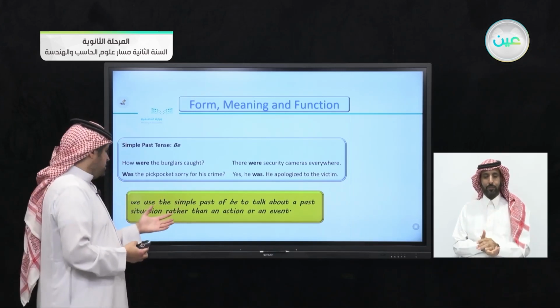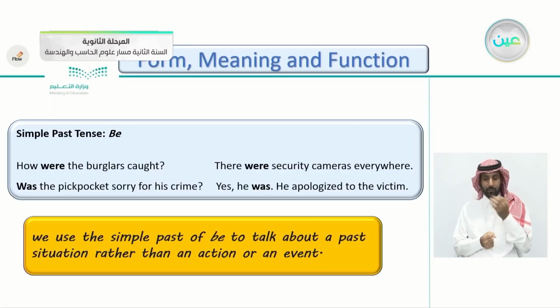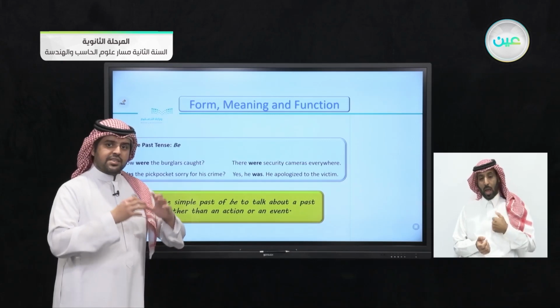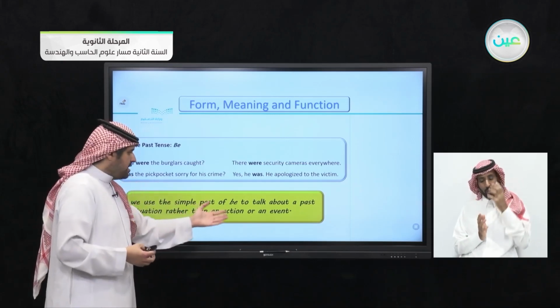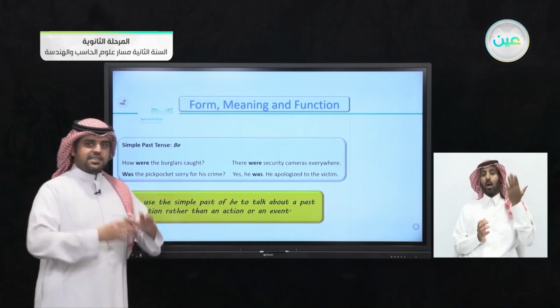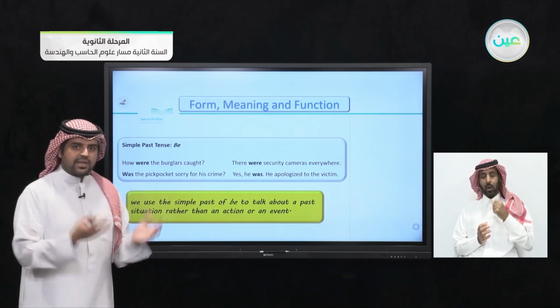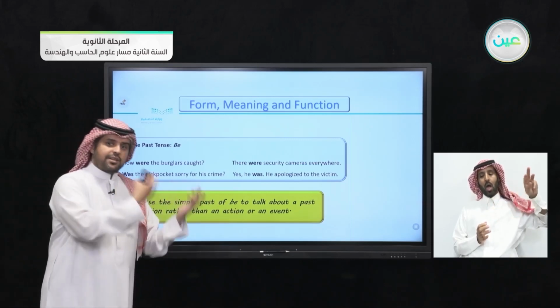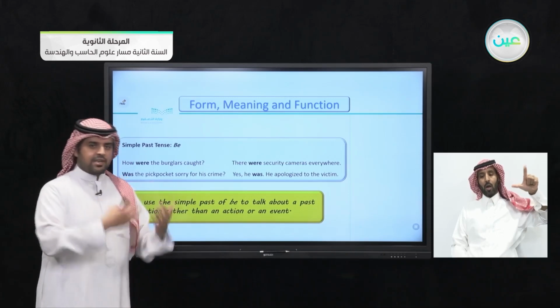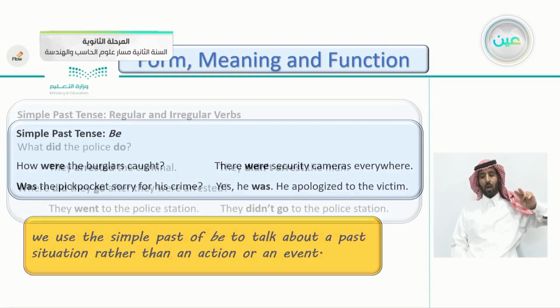We always use the simple past of be, of course meaning was or were, to talk about a past situation rather than an action. For example, when you say, I was sleepy, I was hungry, this is not an action, it's a situation. You're not doing something, you just felt sleepy. I was sleepy, I was hungry, and so on.